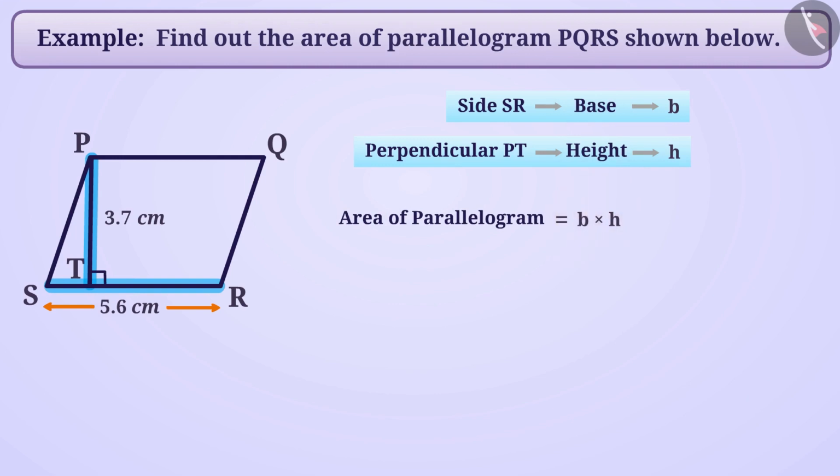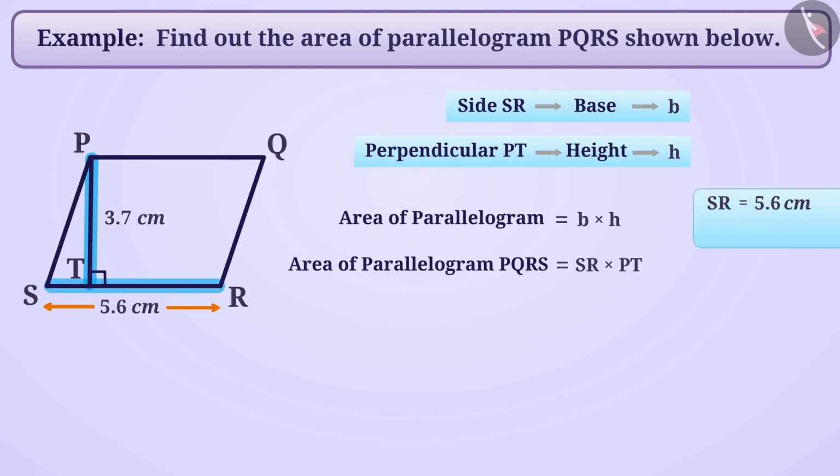In this way, area of parallelogram PQRS is equal to SR multiplied by PT. Since SR is equal to 5.6 cm and PT is equal to 3.7 cm, therefore, the area of parallelogram PQRS is equal to 5.6 cm multiplied by 3.7 cm is equal to 20.72 square centimeter. Next example.